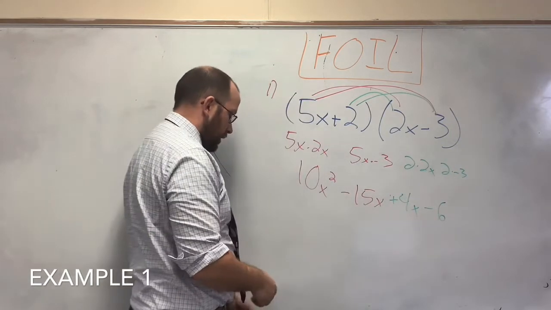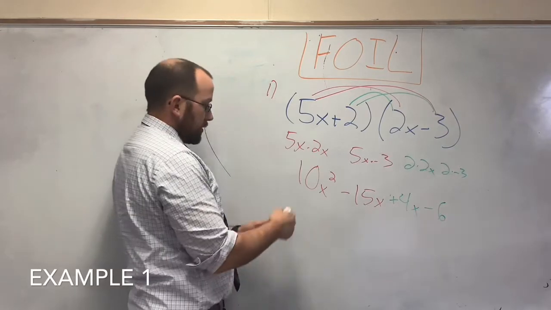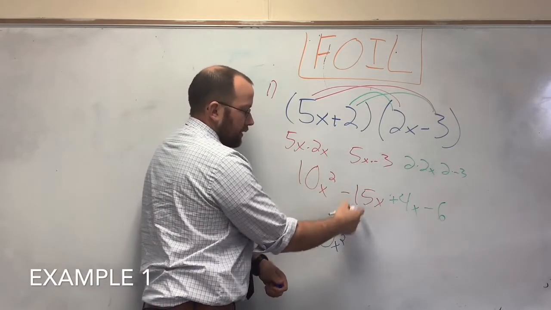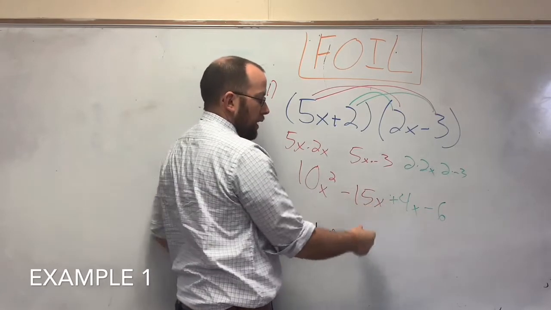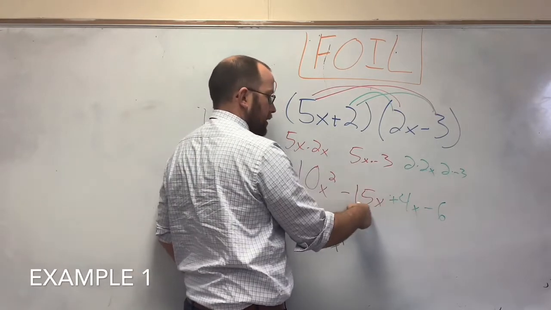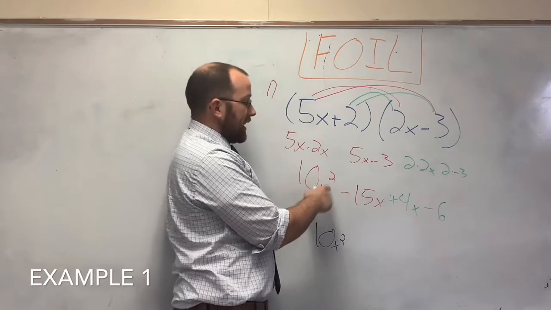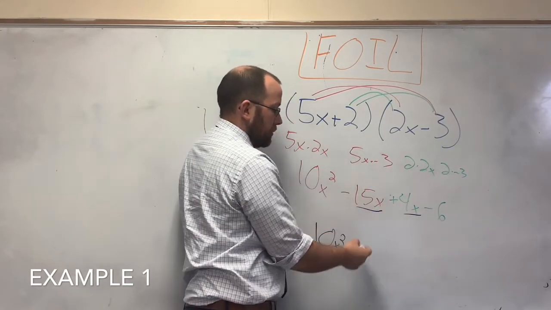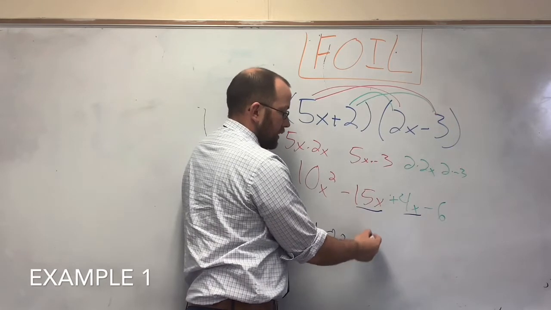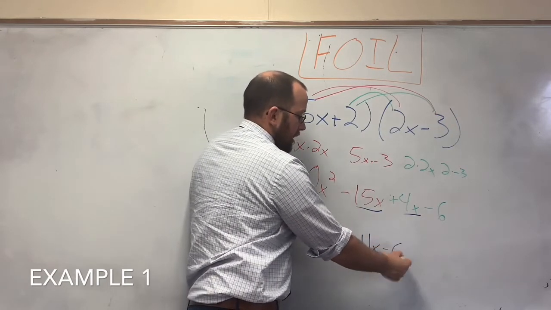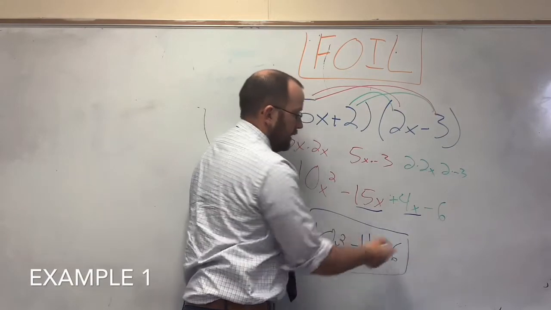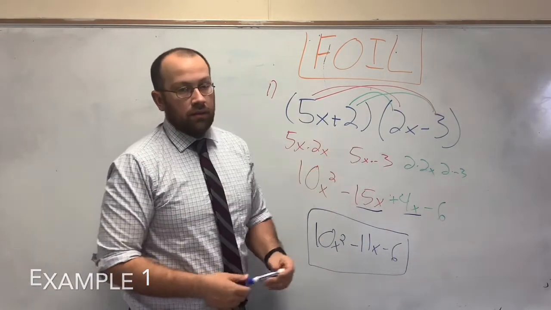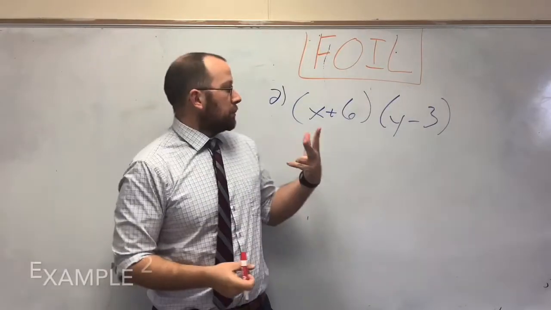And then I just combine all my terms. So 10x squared has nothing else with it. Negative 15x plus 4x, because that's the same like terms. Don't combine it with this. This is x squared. That's x to the first and x to the first, so these two are like terms. Get negative 11x minus 6. And that is the answer.